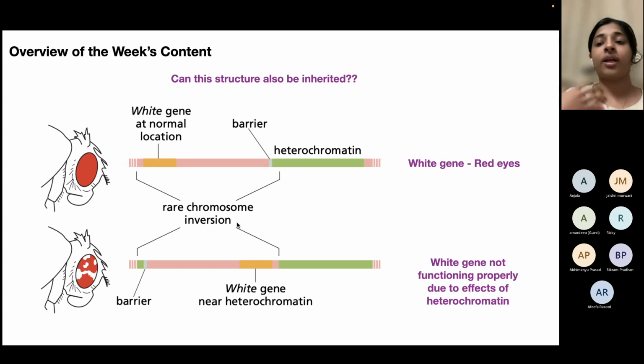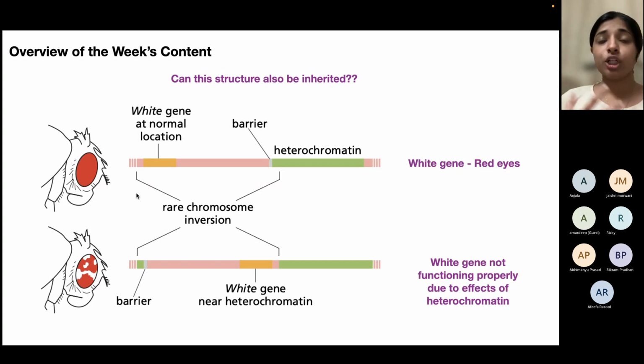So the first evidence into understanding what goes on behind this came from an experiment conducted in Drosophila. Here, before understanding the experiment, we need to know that the white gene is a name given to the gene that is responsible for encoding the protein that gives the fly red eyes. So the white gene gives the fly red eyes. If your white gene is active, the fly will have red eyes. And they found that if this is in a normal location and there is heterochromatin far away from it, then the fly has normal red eyes.